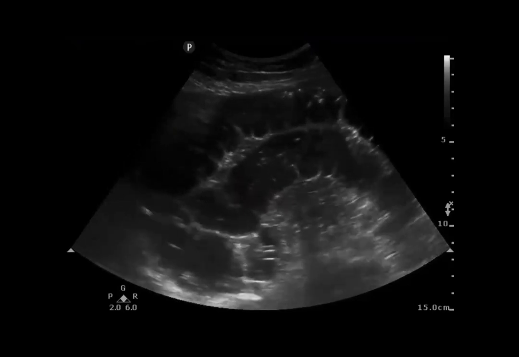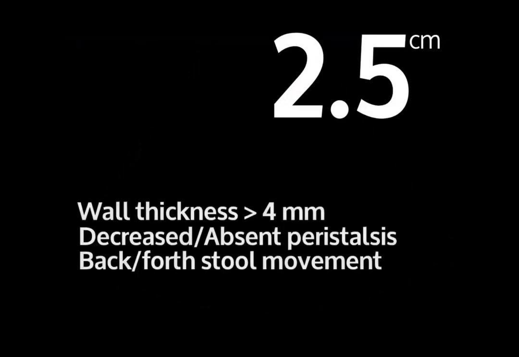As I mentioned earlier, if you remember one number, remember 2.5 centimeters. If the bowel diameter is greater than 2.5 centimeters, suspect a small bowel obstruction. There are a couple of other signs you can look for. You can look for wall thickness greater than 4 millimeters. You can look for decreased or absent peristalsis, or back and forth stool movement, as we mentioned earlier.